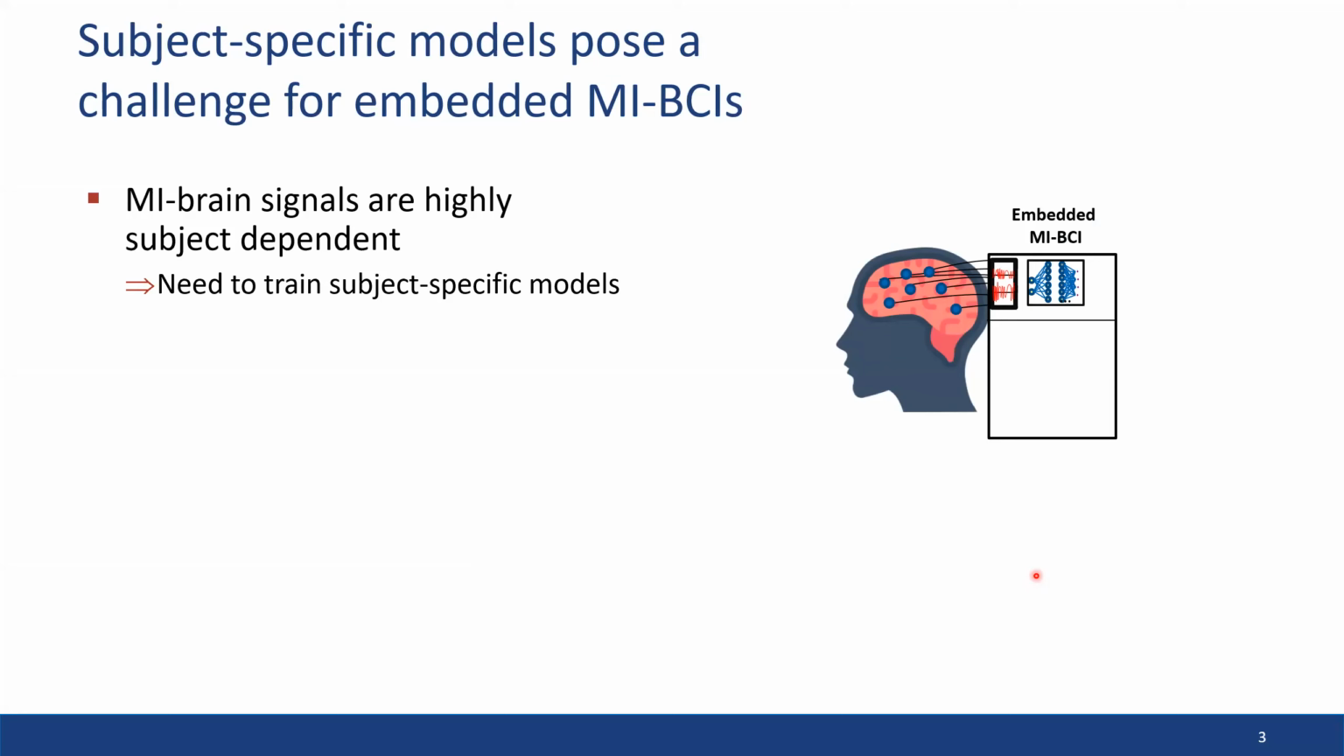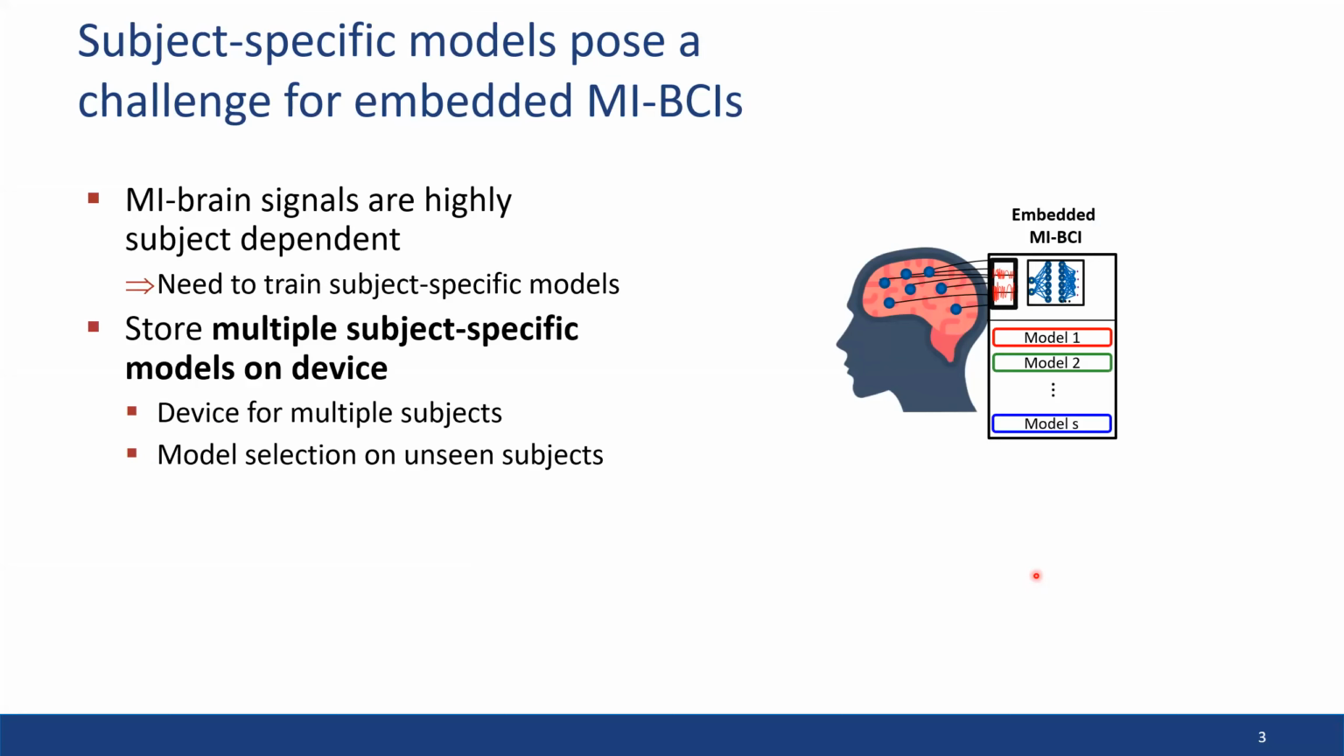When we then want to have a practically usable MIBCI on an embedded device, we need the capability to store multiple of these models on device. This gives us the capability to operate it for different subjects. So maybe when I have, for example, 8 friends and I want to have a BCI for all of my 8 friends, I need to be able to store it for the 8 friends and myself.